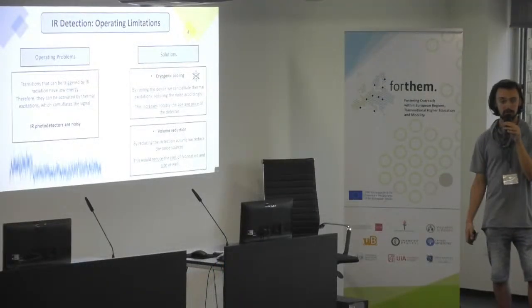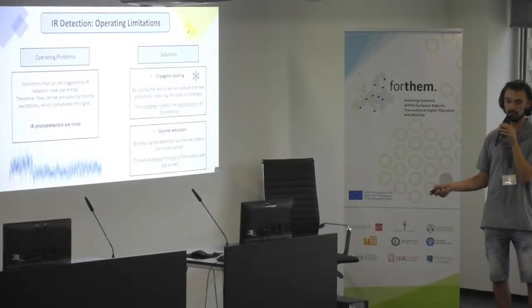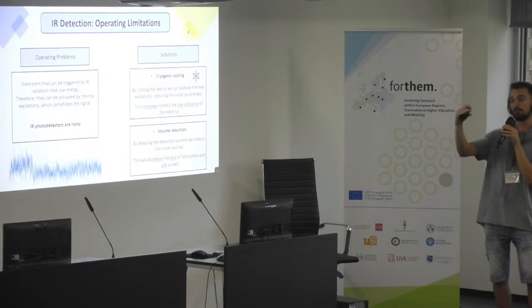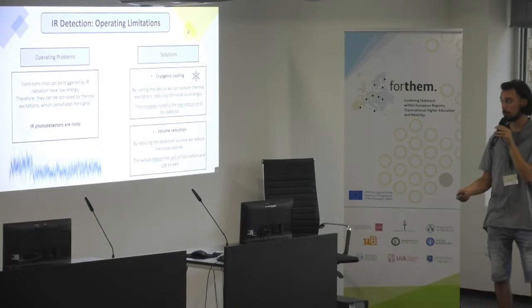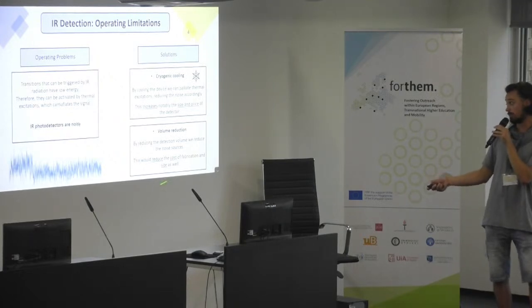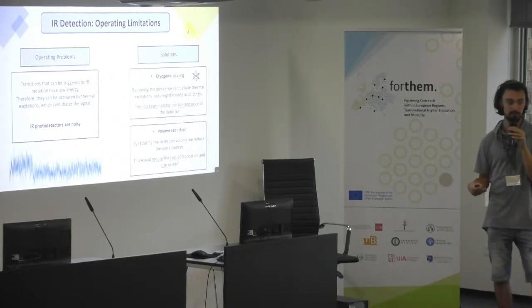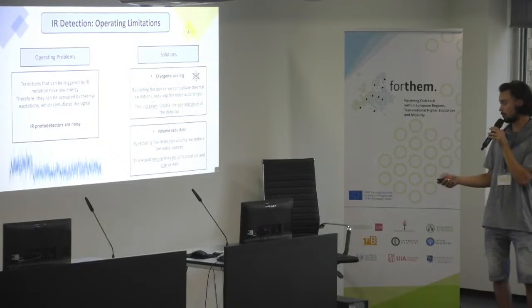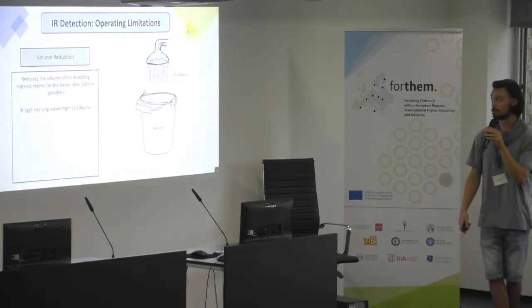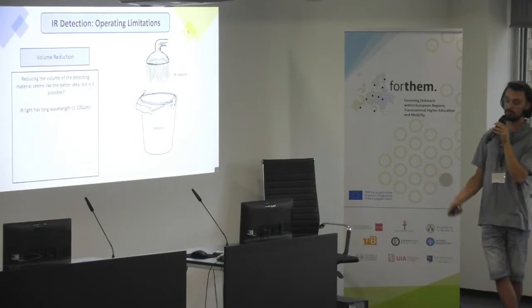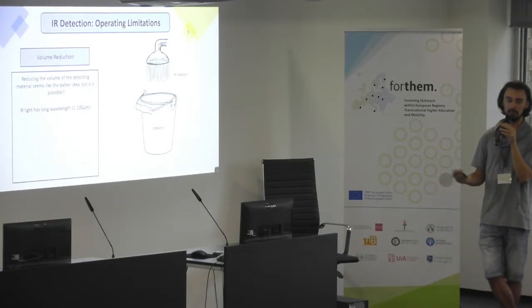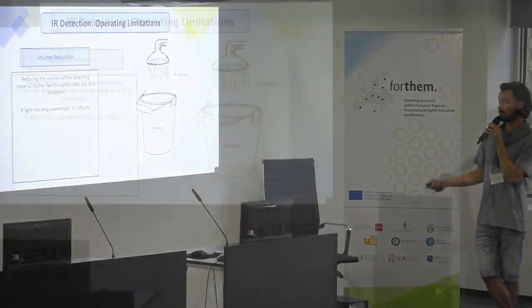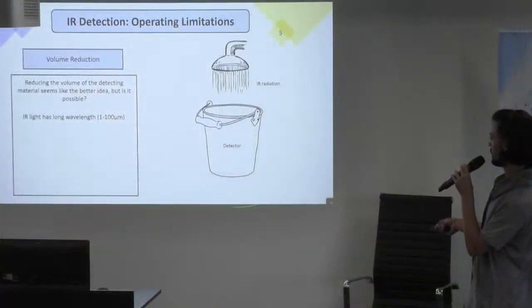Another option is to reduce the volume of detection, because if we have way less volume, we will have way less spots in which we can trigger these thermal fluctuations. This will also reduce the cost and the size, because we will need less material to make it work. Okay, so reducing the volume seems like the best idea, but this is not something we can do without adding something to the detector, because I've put some silly analogy here.